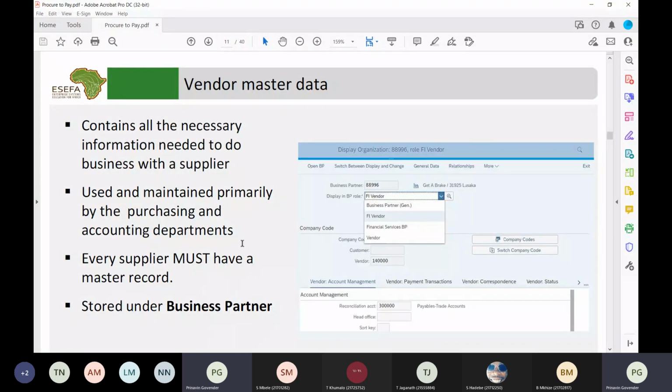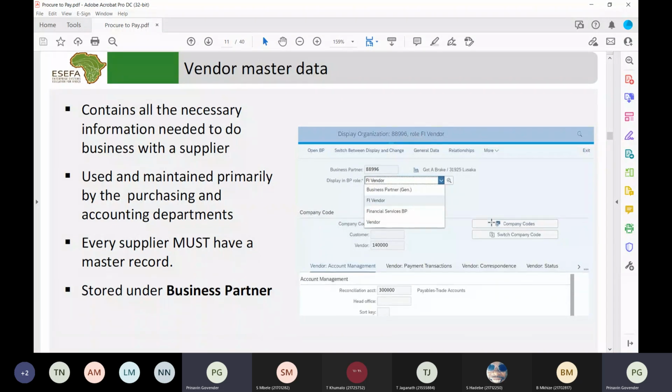When we do the practical aspect again, I'll revise this procure to pay, and we will look at the vendor master data. If you remember, every business partner has a number associated with it, 88996. And there's Get a Break, 31925 is their code, and they are in Lusaka. And in order to display, by the way, BP is the business partner, is a vendor, and we were able to access their data, right?